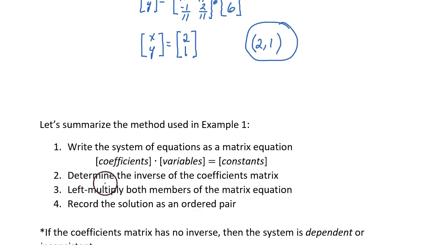In step 2, we figured out what the inverse of the coefficients matrix is, so that in step 3, we could multiply that on both sides of the matrix equation. And in the final step, remember to record the answer as an ordered pair.